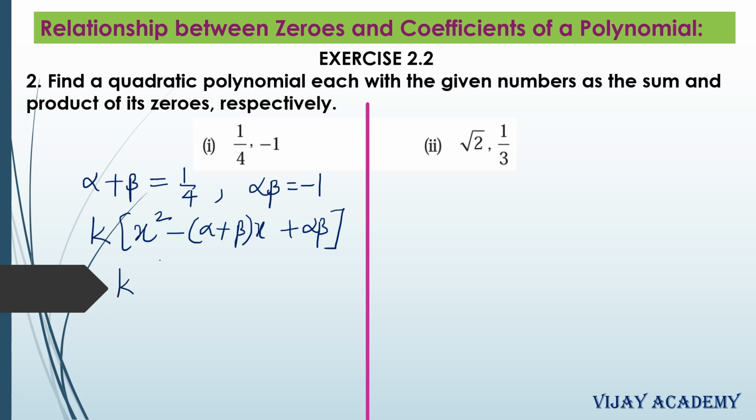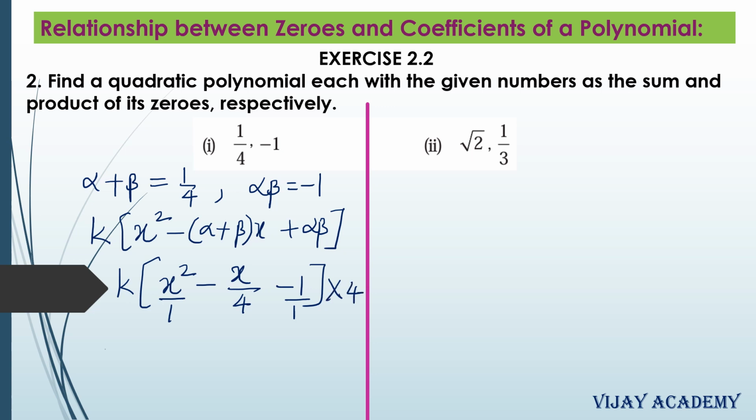Let us substitute the values here. So we get k times x square minus alpha plus beta is 1 by 4, 1 by 4 into x. So let me take this as x by 4. And alpha into beta is minus 1, so plus of minus 1 is minus 1. And now to write this in the standard form, let us multiply the whole polynomial by the LCM of the denominators of the terms. The denominators are 1, 4 and 1, so the LCM is 4. So multiply the polynomial by 4.